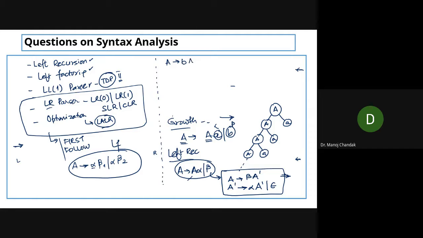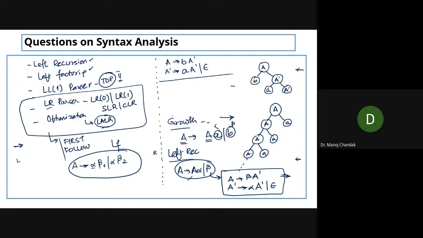B followed by A dash. Okay. And A dash tends to what? A dash tends to what is alpha A. So it will be A dash followed by epsilon. Okay. So now if you just take the tree, it will be A and then B and A dash. And now A dash can be replaced by epsilon. So once it is replaced by epsilon, the tree will stop growing. Otherwise, it can be replaced by A dash.